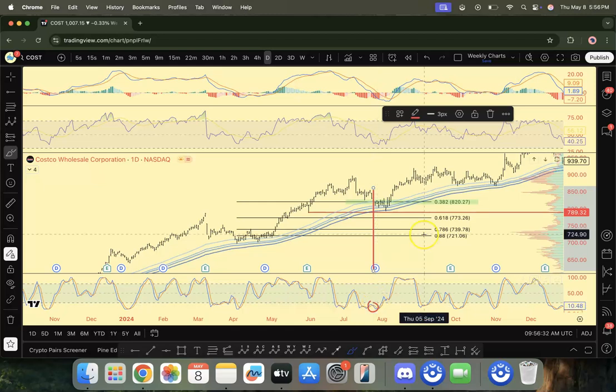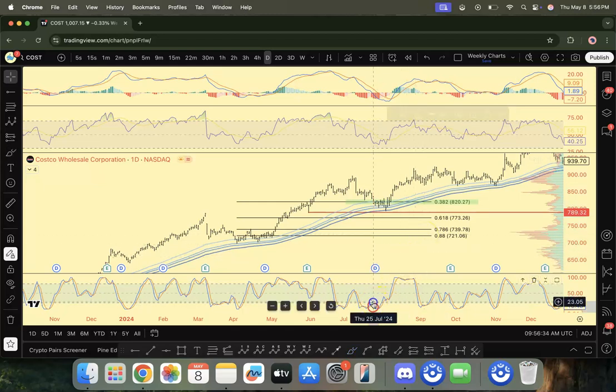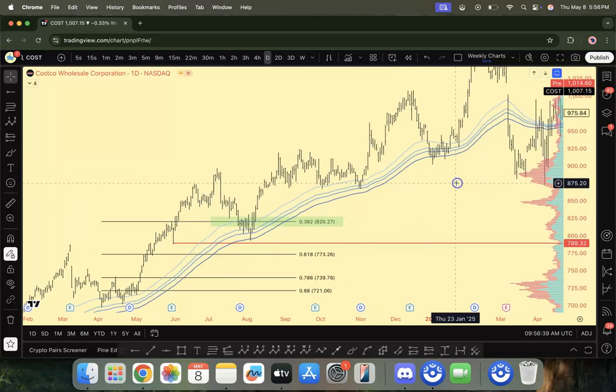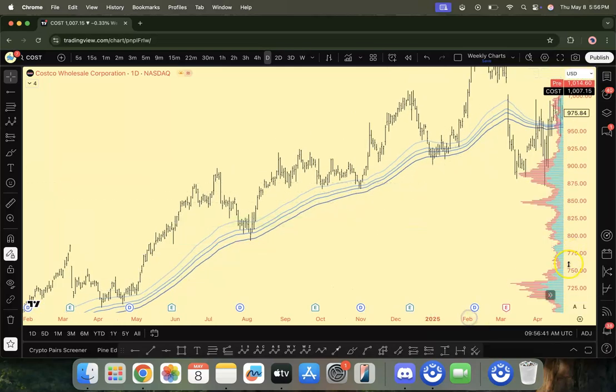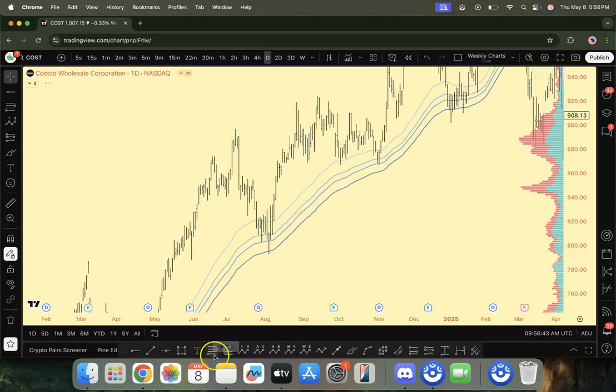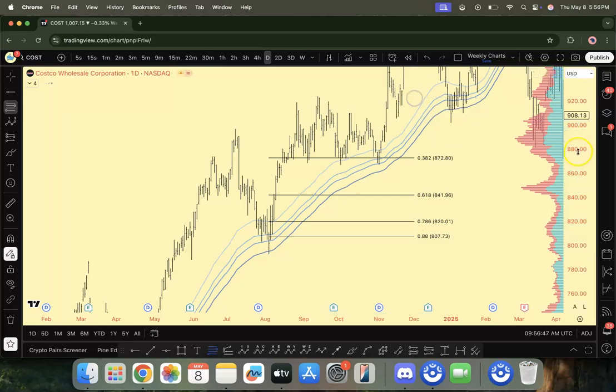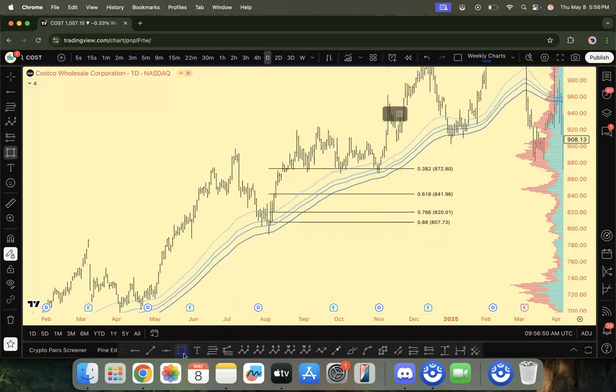So that's where I would have entered. So you can use Fibonacci retracements as a way to sort of gauge your timing. Let's go to the next pivot. So from here to the swing highs. Now this one hit the 382 perfectly.